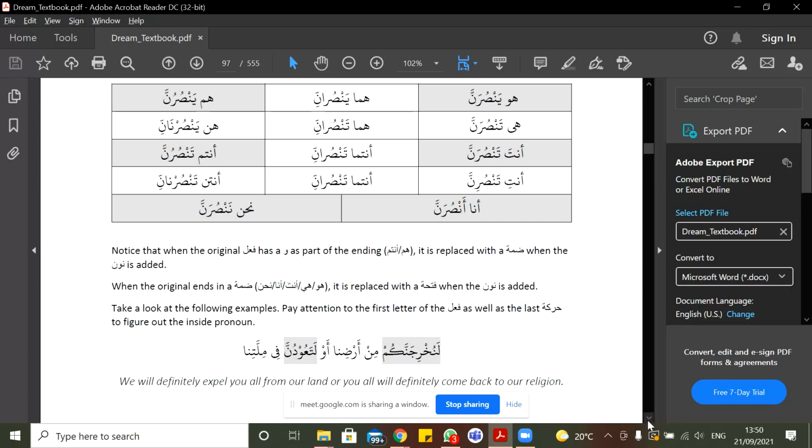Now give me tauduna. Taudu means to come back. Taudu means to come back. Like we have tauduna.